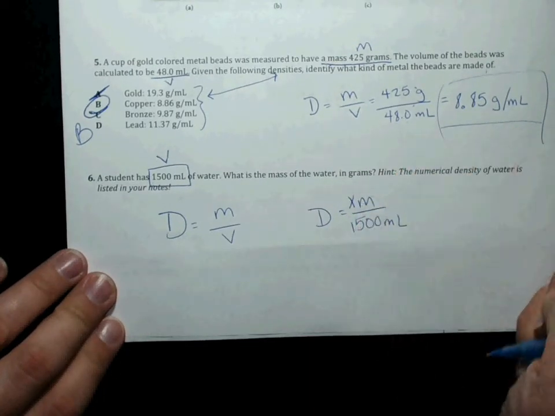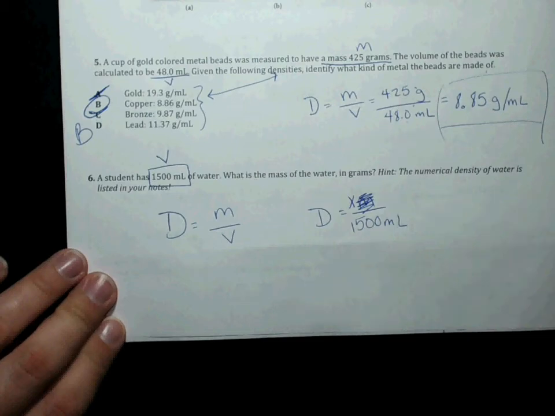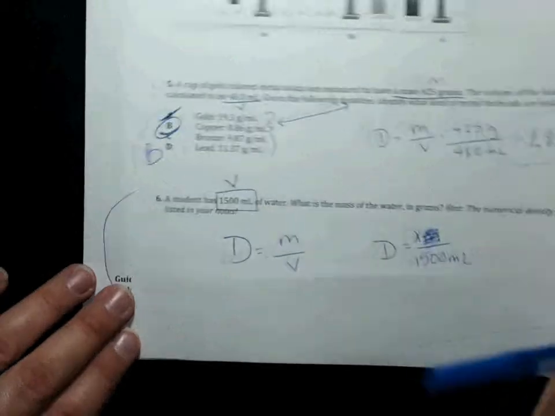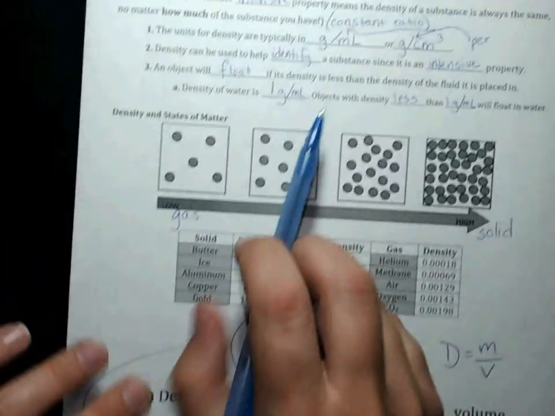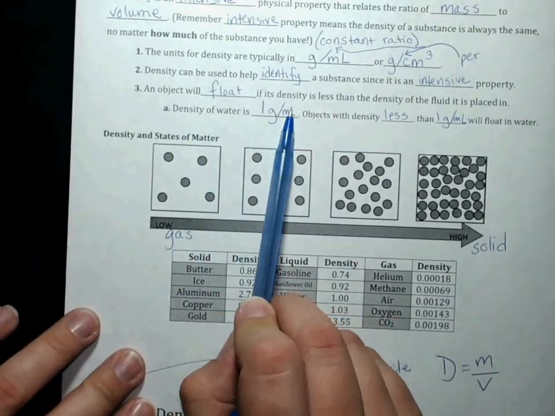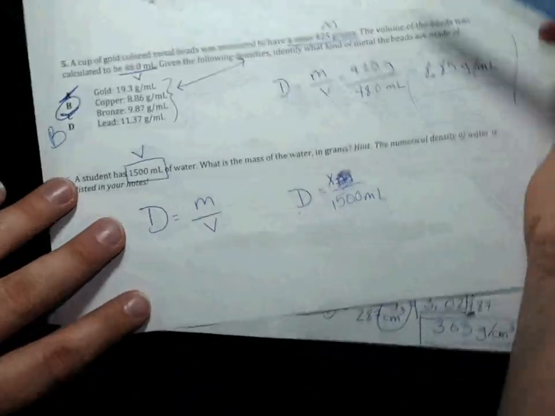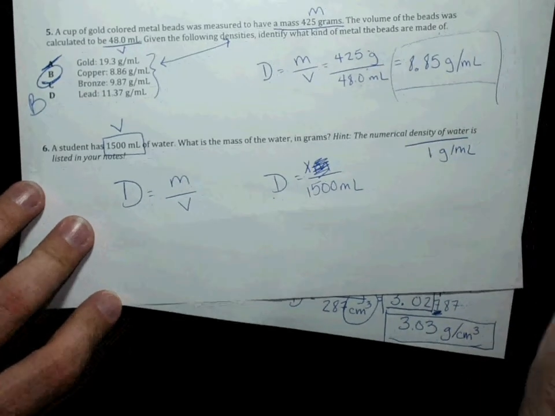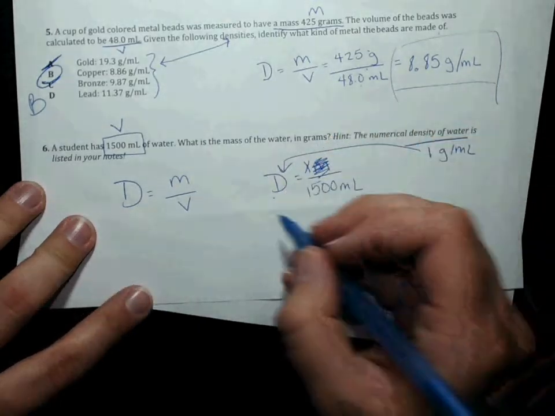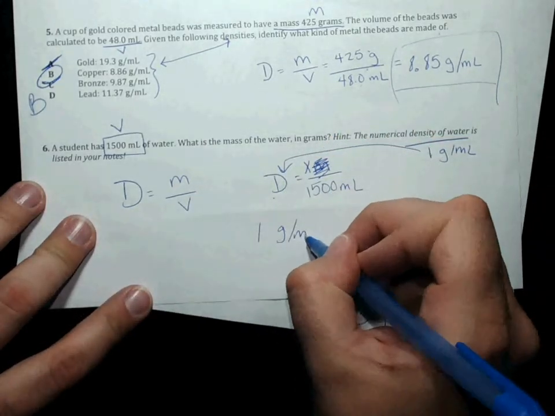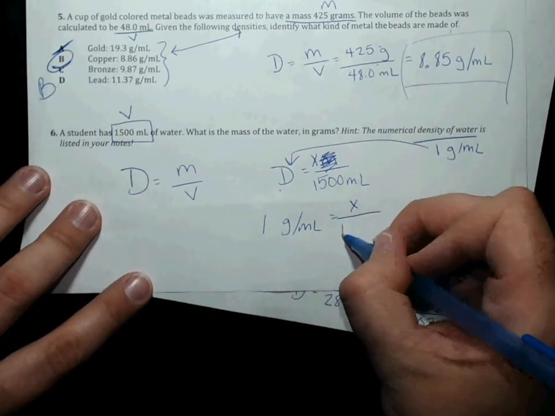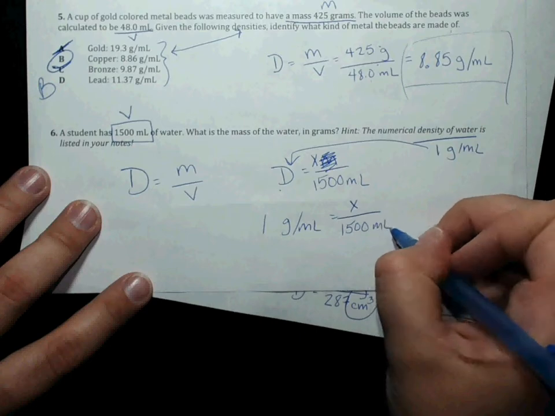But we are looking for a mass. That means the mass is like our x this time. And we need to plug in a density. It says the density of water is in your notes, which it is right here. The density of water is 1 gram per milliliter. So this density, I'm going to plug in from my notes that the density of water is 1 gram per milliliter. That's what I'm going to plug in for density right here. So 1 gram per milliliter is my density. That's going to equal x, the mass I'm looking for, over 1,500 milliliters.